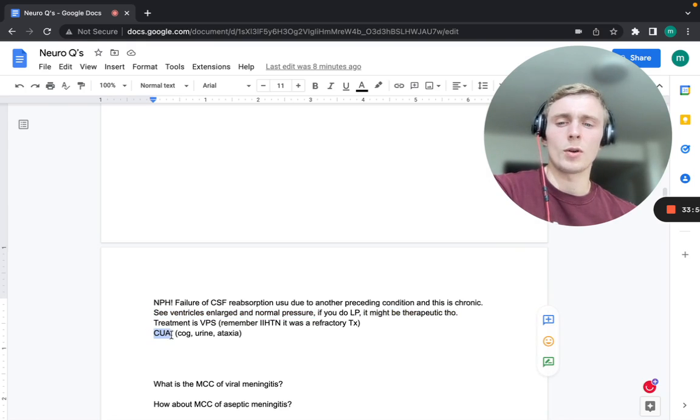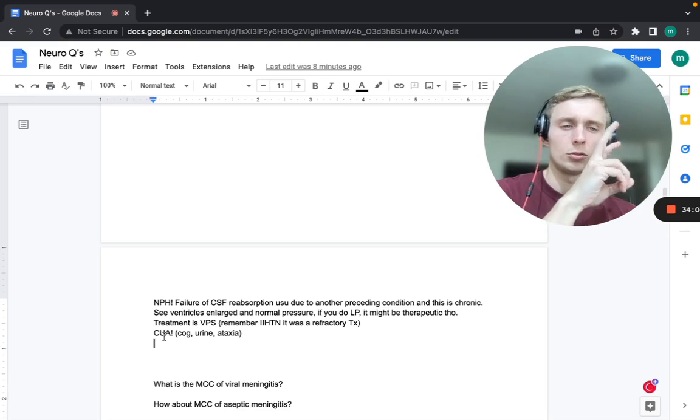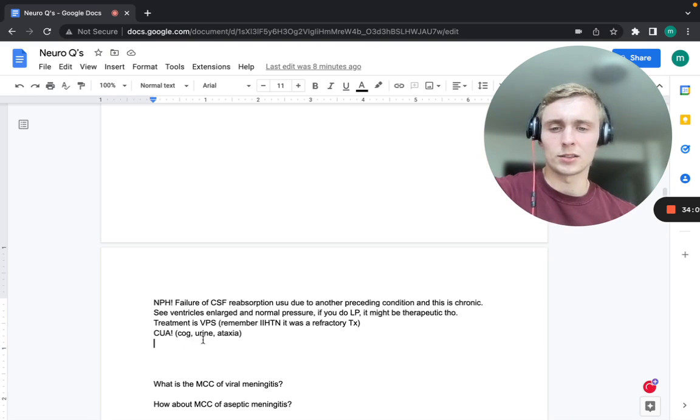And remember, CUA is the triad I remember for this. CUA: cognition, urinary incontinence, and ataxia. And typically, they have a wobbly gait with their feet glued to the floor like a magnet. So that's the quote-unquote thing to alert you to that. So CUA is how I remember that.